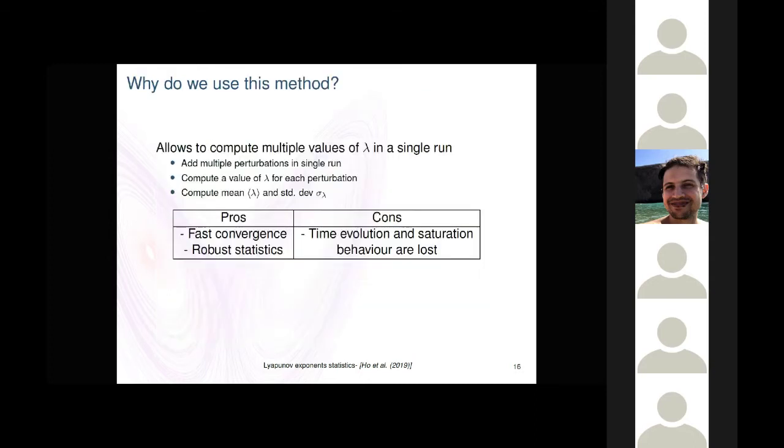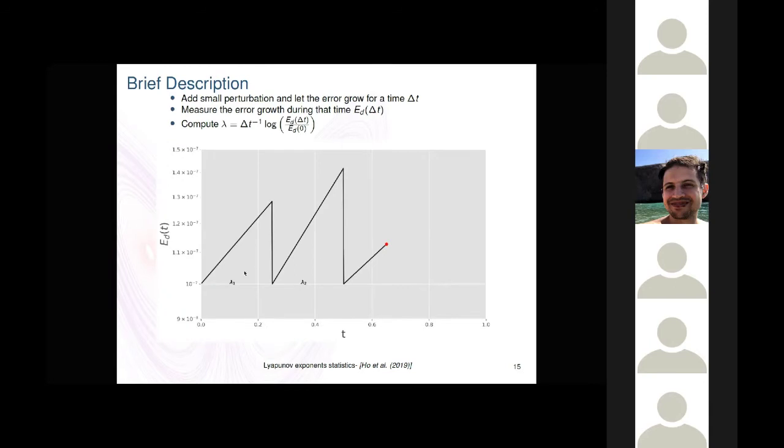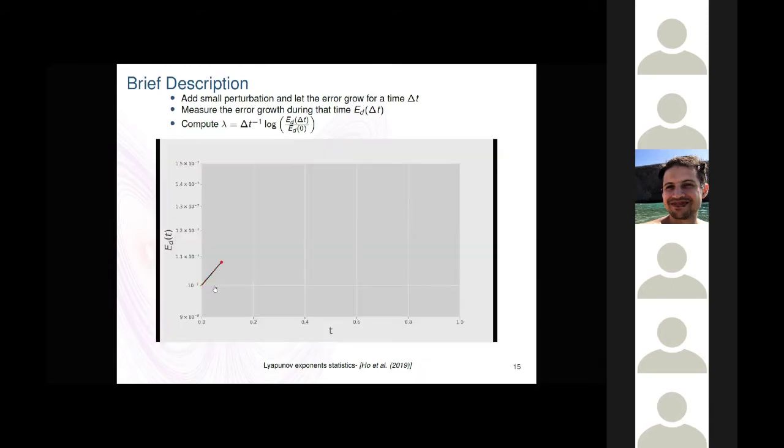So this is also an animation. When we run this, we see that the error grows, but if we rescale the system and add another perturbation now, it can grow faster or it can grow slower. And what we want to capture is this variation and have a good understanding of the statistics.